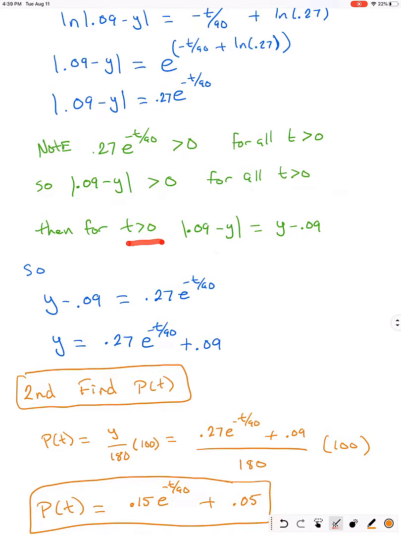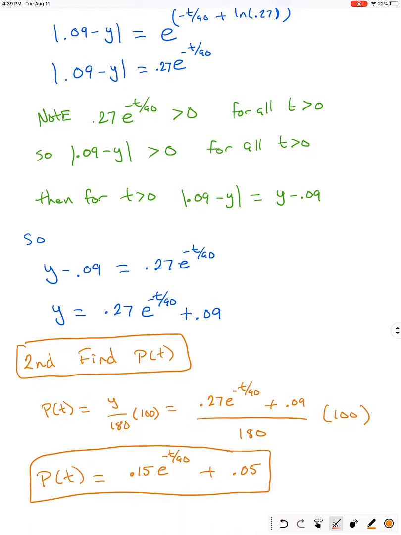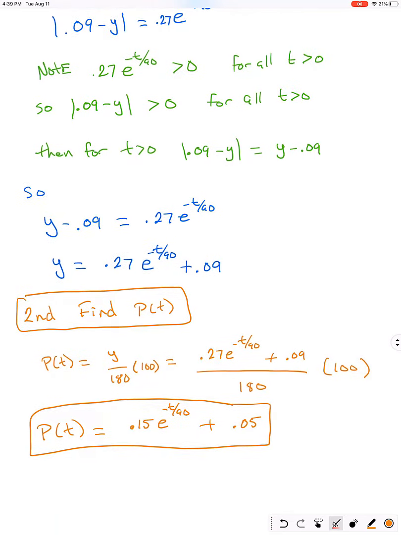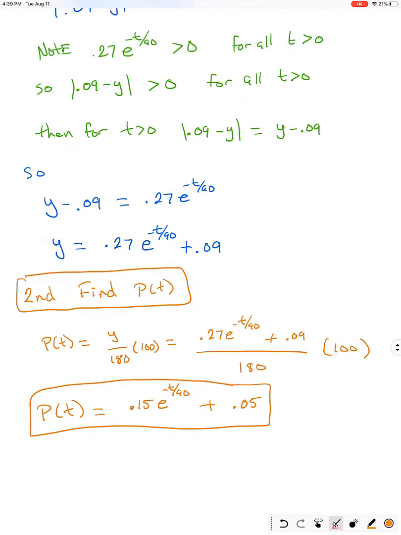So for when time is bigger than 0, the absolute value of 0.09 minus y is the same as y minus 0.09. So as time is bigger than 0, I have y minus 0.09 equals 0.27 e to the negative t divided by 90. So then I just added the 0.09 to both sides, and I have y. So the second part then says find P of t. So the change in carbon dioxide is this 0.27 e to the minus t divided by 90 plus 0.09.